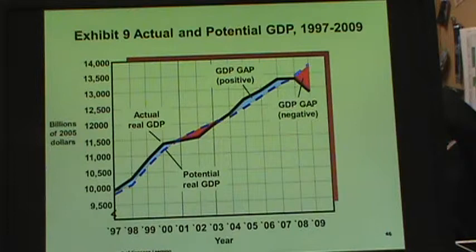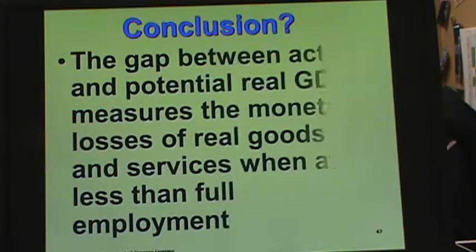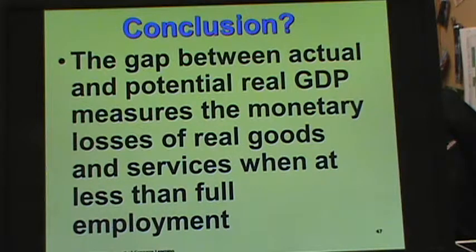The recession in 2001 reversed the GDP gap, and the economy operated with a negative gap when we were running below our potential. That is when we are in the red on this graph. So if we're in the blue, people are working overtime and happy. If we're in the red, then we have high unemployment and not enough jobs to go around. So the conclusion of this chapter: the gap between the actual and potential GDP measures the monetary losses of real goods and services when we're less than at full employment.